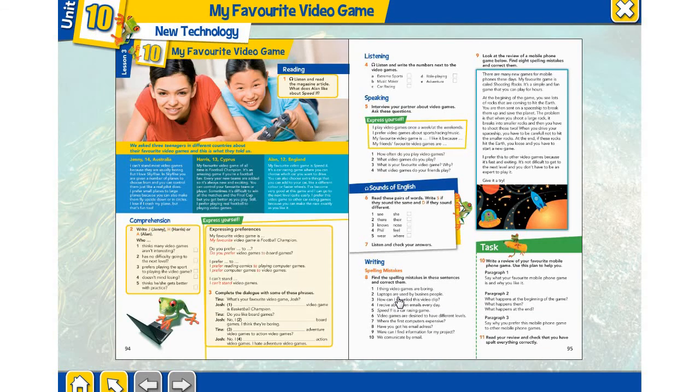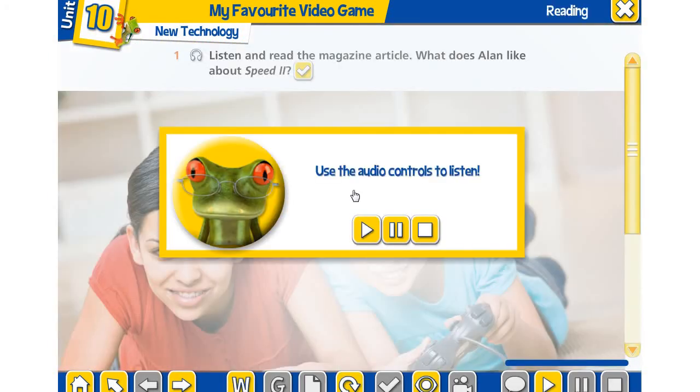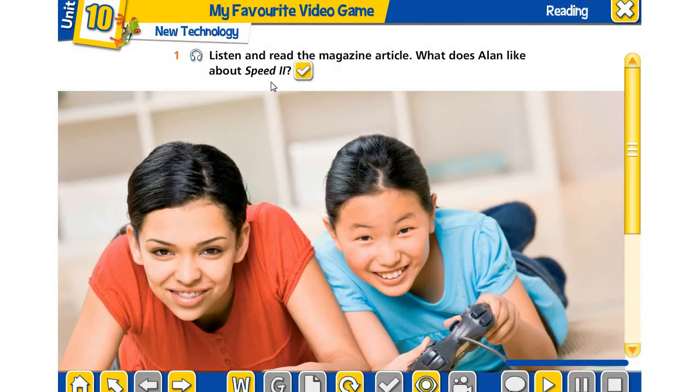And listen 3. Listen and read the magazine article. Okay, magazine article, it means text. What does Ellen like about Speed 2? Okay, listen.